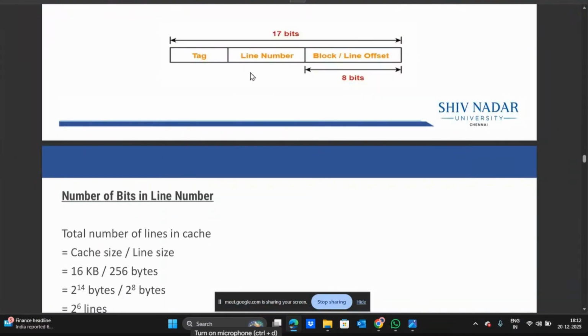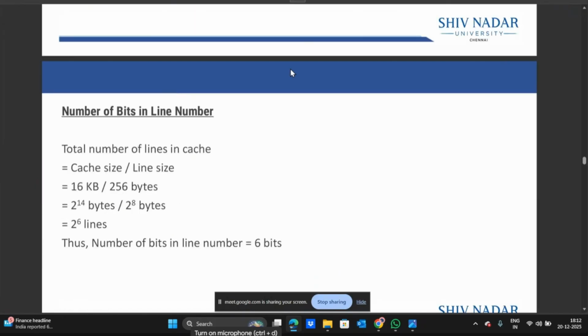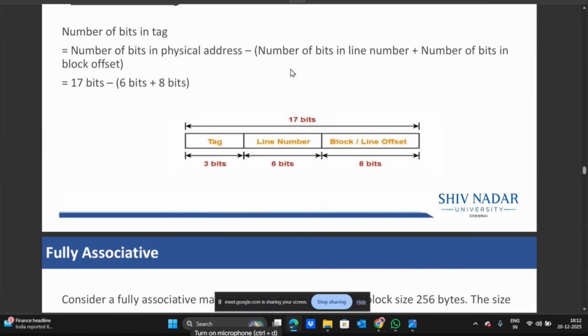So 6 plus 8, 14 has gone for this. So tag will be 3 bits. This is how you do it for direct mapping. All 3 mappings on the calculations will be mostly the same, but the one thing you have to remember is how the address for each mapping is represented.